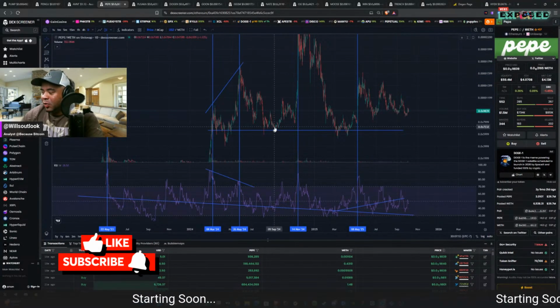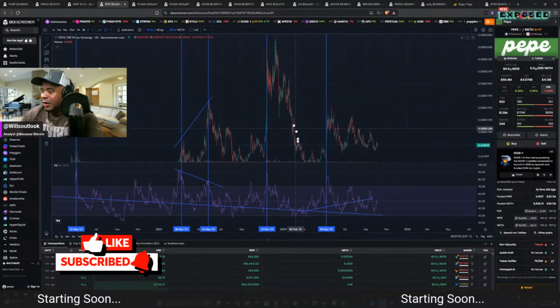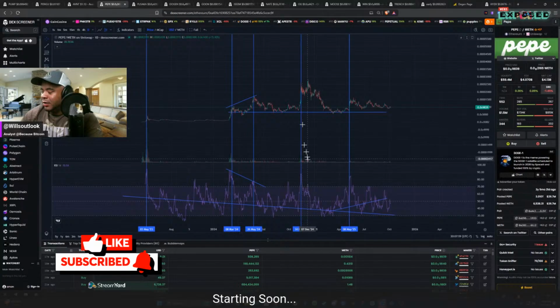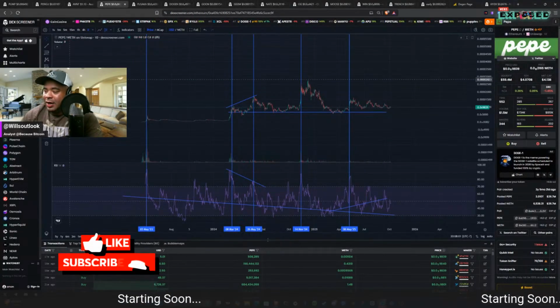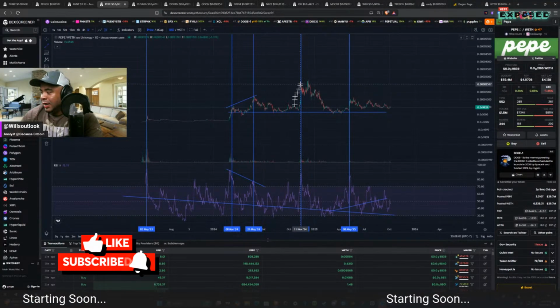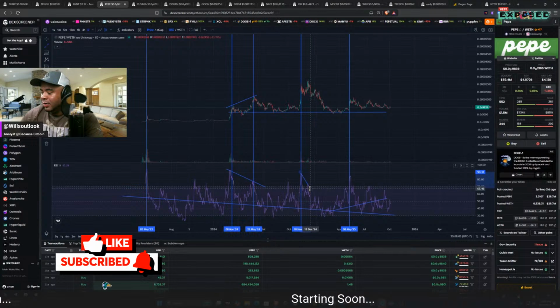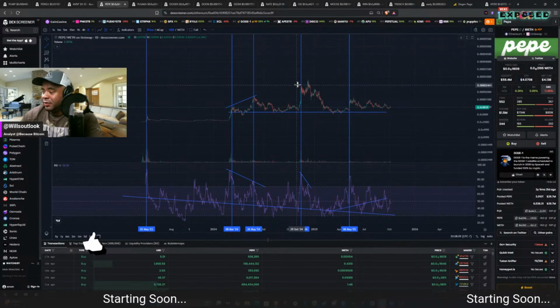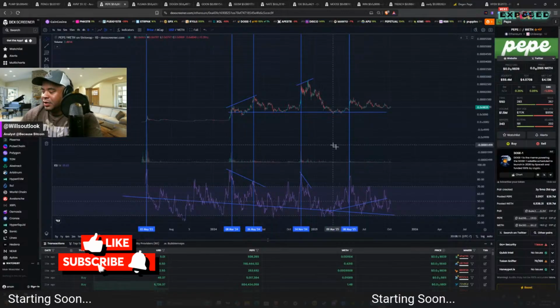And then you got a pullback down into here. And then they ran it all the way back up to here, right? And what did they do? 89. And then look. Lower high structure, higher high structure. Every single time.